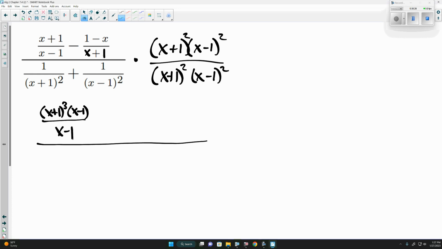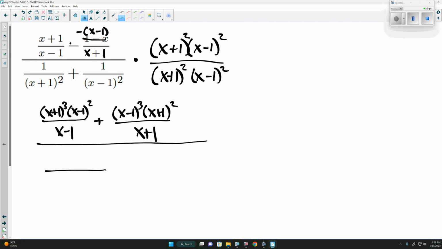Since we're running short on time, this here is the same as negative x minus 1, but the negative and negative would make a plus. Now we have x minus 1 cubed times x plus 1 squared, because the x minus 1 needs to be squared too, since we're multiplying both of them by squares. Now this is going to be over x plus 1. We do the same thing to the denominator.